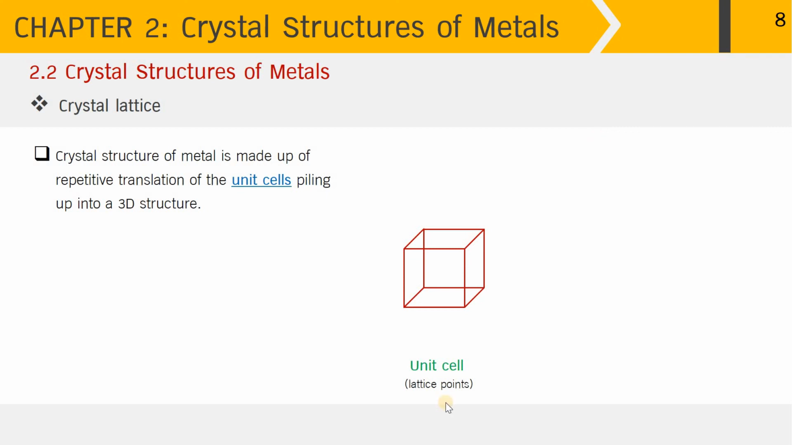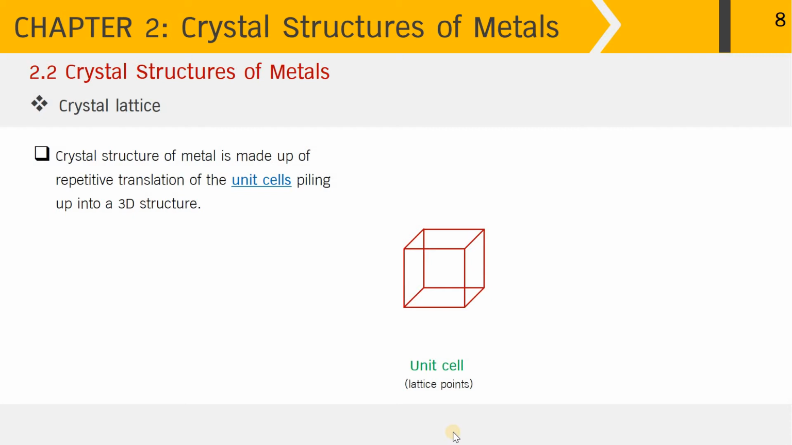Topic 2.2 Crystal Structures of Metals. In the last topic, we have seen how the atomic structure affects the metal properties. And now, in this topic, we will go a little deeper into the crystal lattice of the metals and see how it will influence plastic deformation of metals.